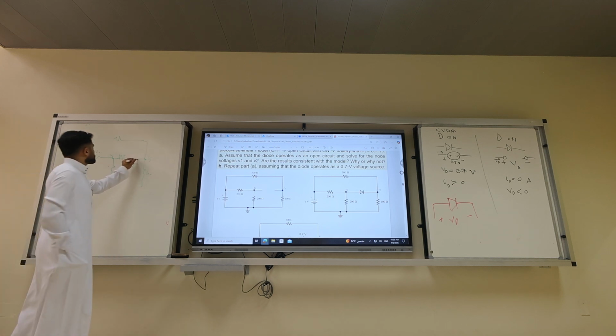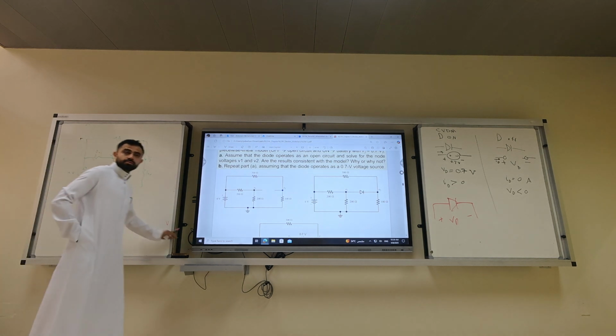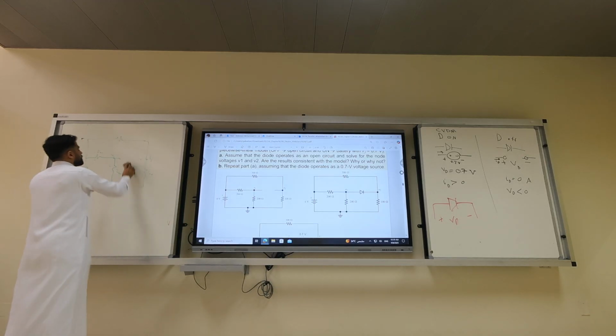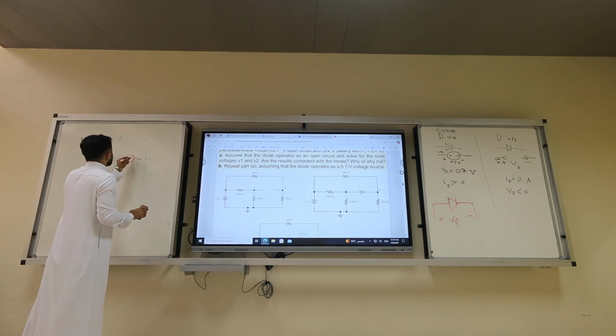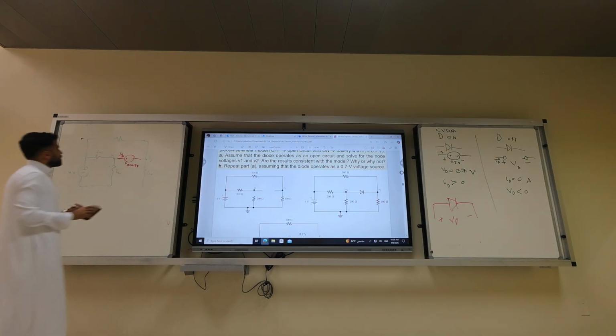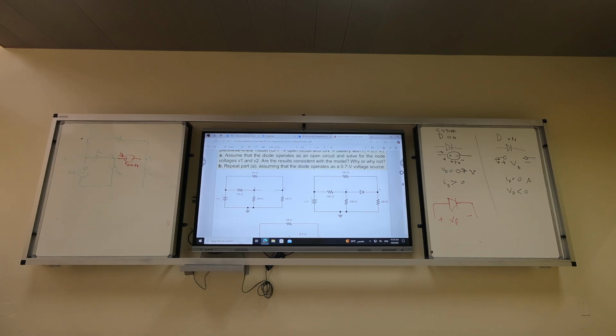So let's replace it with a short circuit. No, wrong. Replace it with what? Another battery. What's the voltage drop across this battery? Where is the plus and minus? Minus, plus, VD equal 0.7. ID enters here. Okay, in order for me to verify the conditions, I need to calculate VD, which is already given, 0.7, and ID.